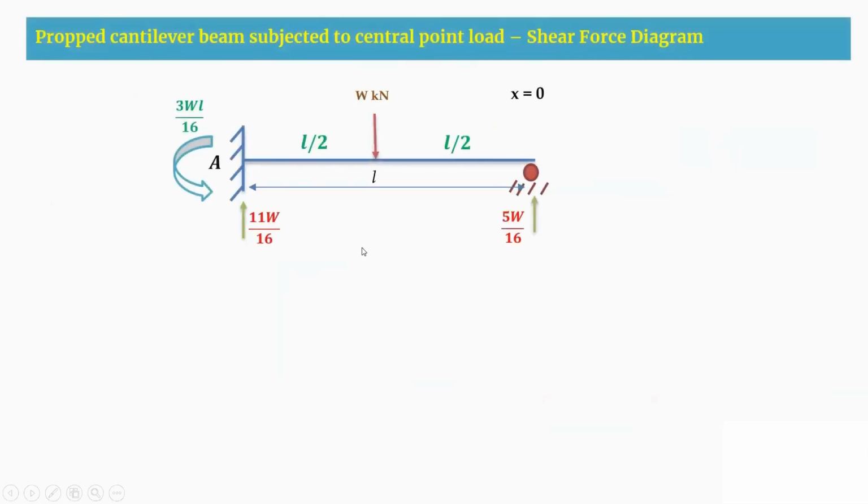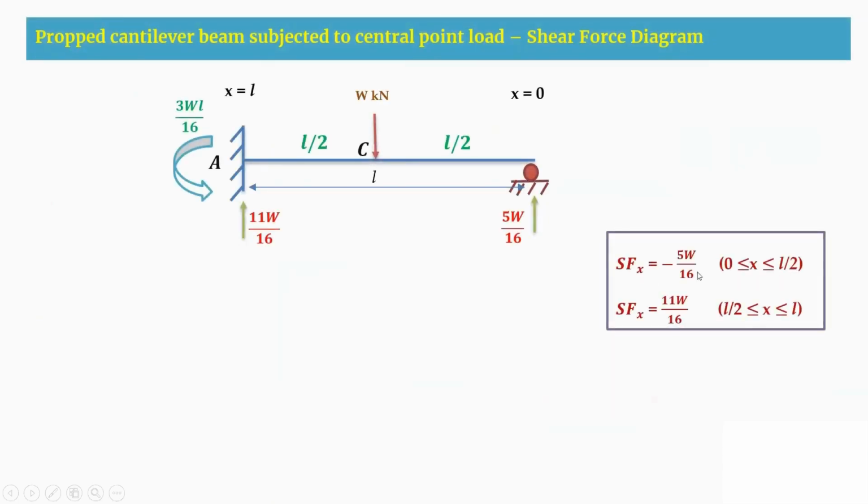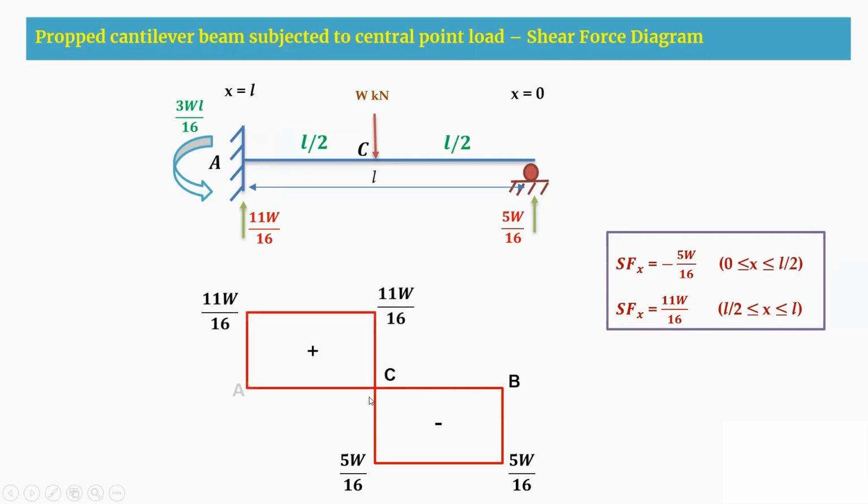After getting these values, from 0 to L by 2 it is minus 5W by 16, and from L by 2 to L it is 11W by 16. So we are going to have a downward value from X equal to 0 to L by 2, which is 5W by 16 negative, and from C to A you have a positive value of 11W by 16. So this is the shear force diagram. At C, that is L by 2, the shear force changes from negative to positive. This is how we are going to draw the shear force diagram.